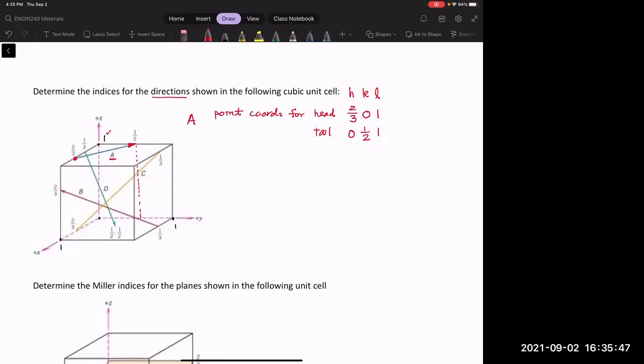Then how do we find the direction? You use the tail minus the head. Then you will have a number. The number is going to be 0 minus 2/3. That will be negative 2/3. And 1/2 minus 0 is going to be 1/2. And 1 minus 1 is going to be equal to 0.